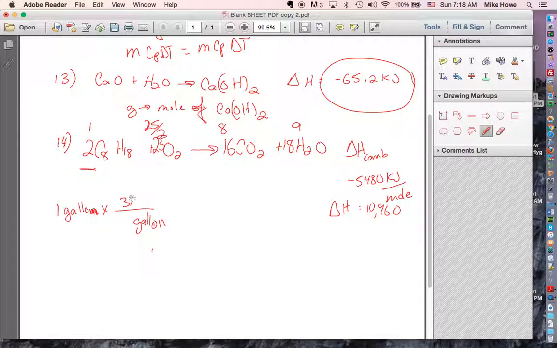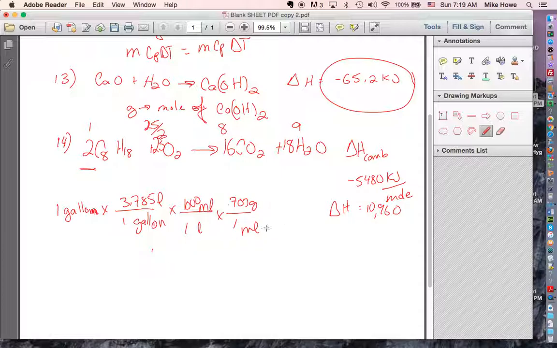So 3.785 liters is 1 gallon. They gave us a density of 0.703 grams per milliliter. Since we're dealing with liters here, you want to change the milliliters first, just keep it straightforward. So 1,000 milliliters is 1 liter, and the density is 0.703 grams per milliliter.